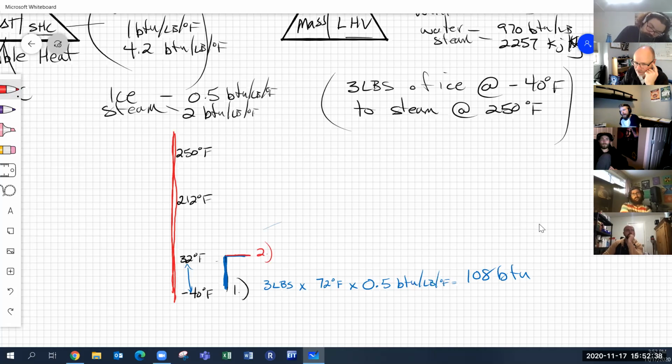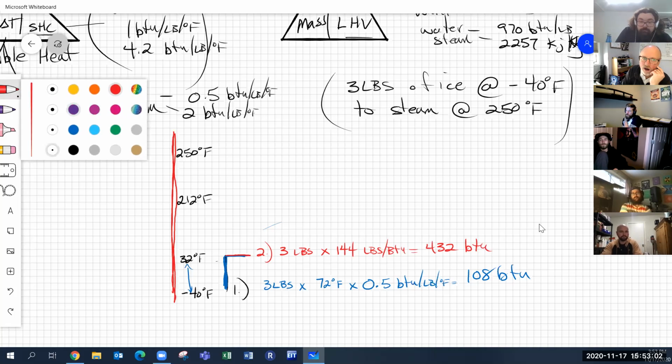I'm going to melt that ice. So that's latent heat of fusion, solidification. You take your mass and times it by your latent heat value. That should be BTUs per pound. And that is 432 BTUs.